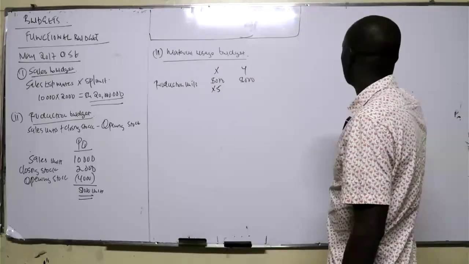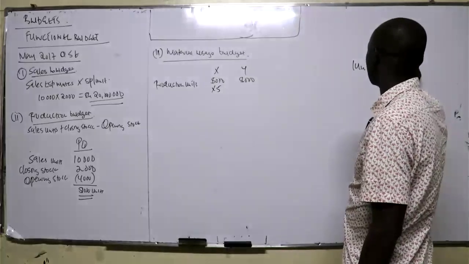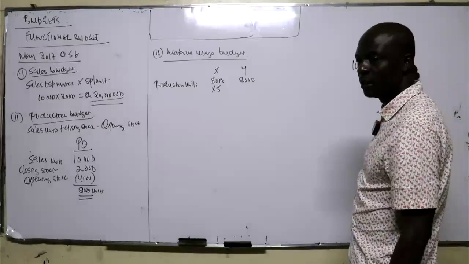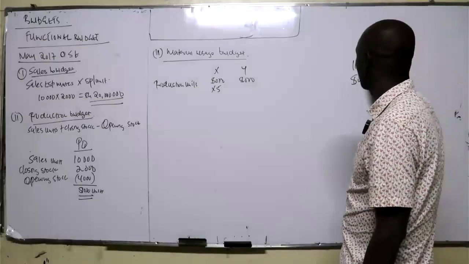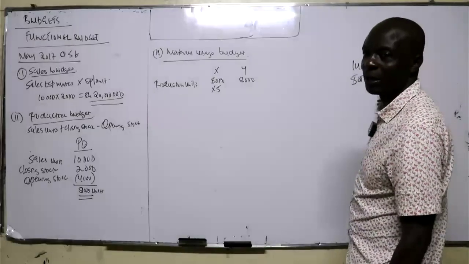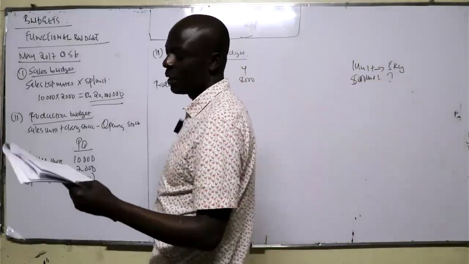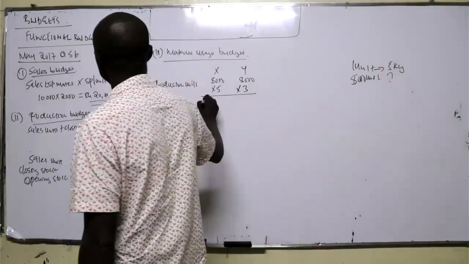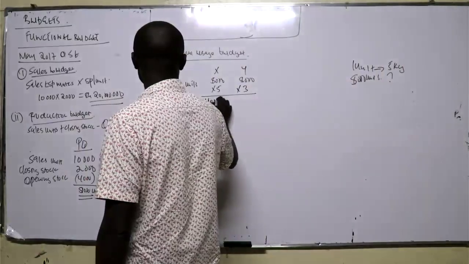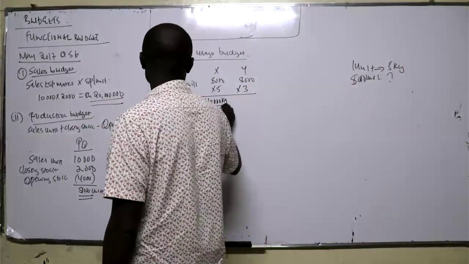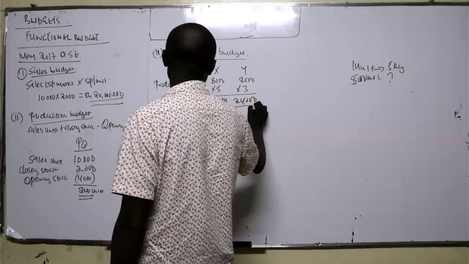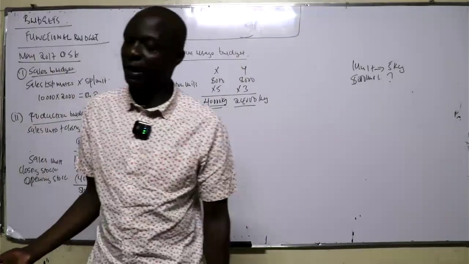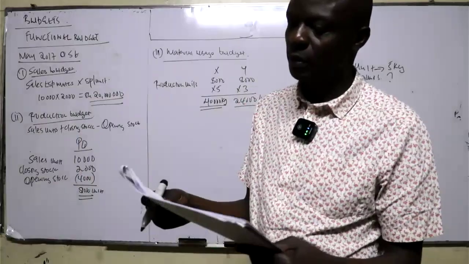So 1 unit requires 5 kg, let us say kg of material X. For you to produce 1 unit of product X, you require how many kgs? 5. Now, if you're producing 8,000 units, how many kgs do you require? So you multiply, isn't it? And this other one, it requires how many? 3, isn't it? So we will require how many kgs here? So we require 40,000 kgs, and 24,000 kgs of material X and Y in order to produce 8,000 units. Very easy.